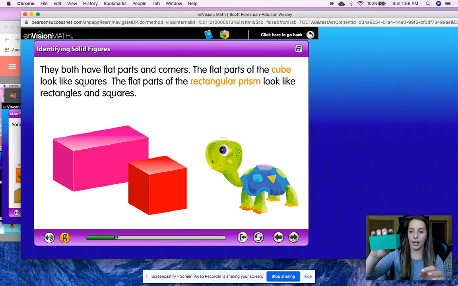So let's take a look at what we have here. We have a rectangular prism, and as they said, it's made up of not just rectangles, but if I turn it on its side, it is made up of squares as well. So it's made up of both rectangles and squares, whereas the cube is a bit different, and it's made up of only squares.